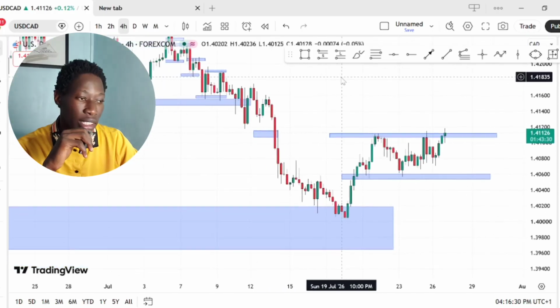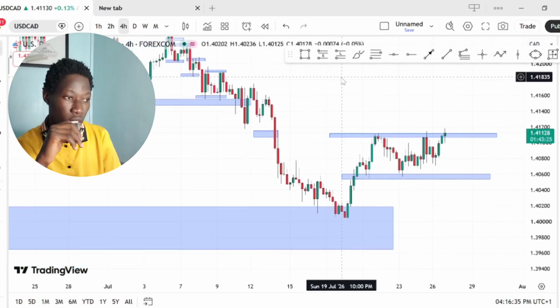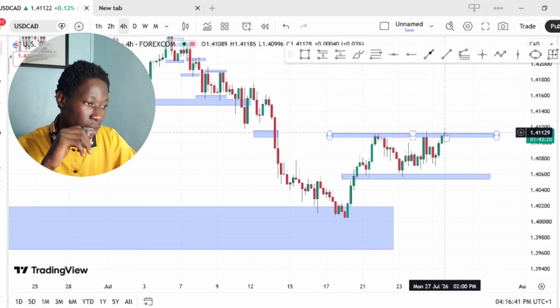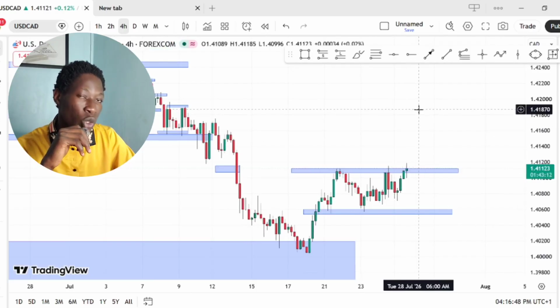Let me know your thoughts on this analysis in the comment section and let me know what you think is going to happen in this particular market this week. So, USD CAD this week, what is most likely going to happen is the market breaking out from this level. So hopefully, if the market breaks out from this level, we'll be looking for a retracement so we can continue buying towards the upper side.